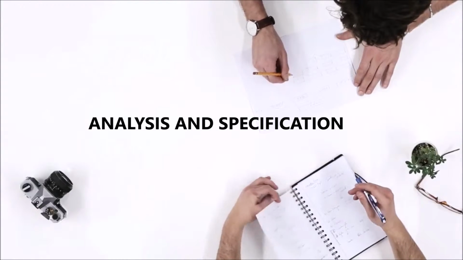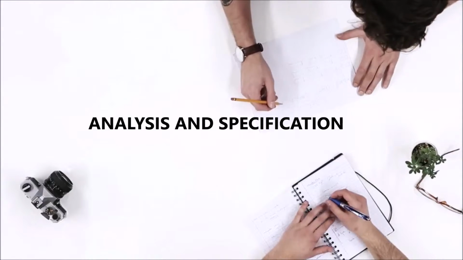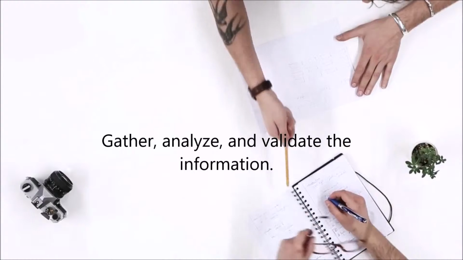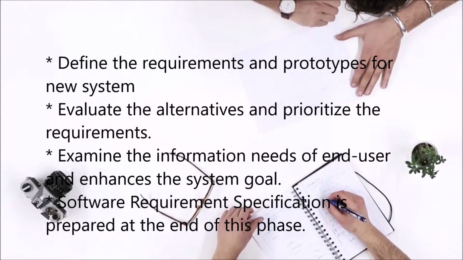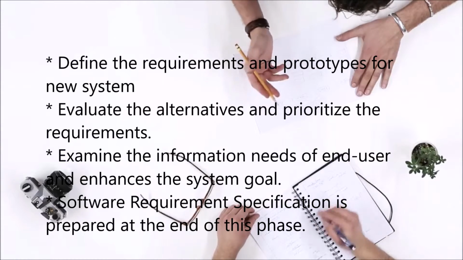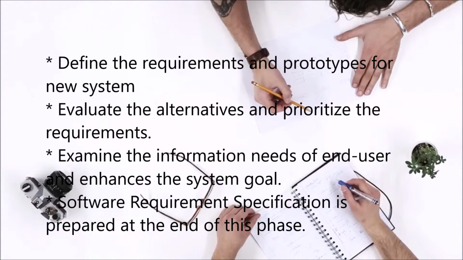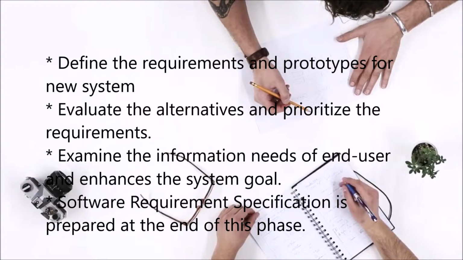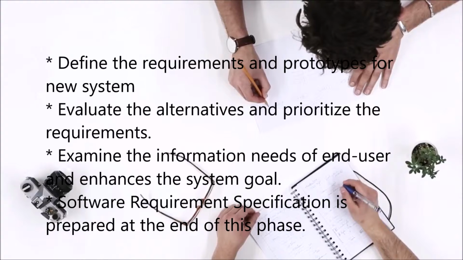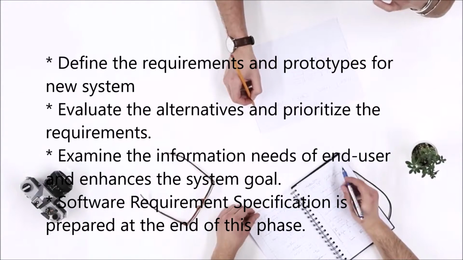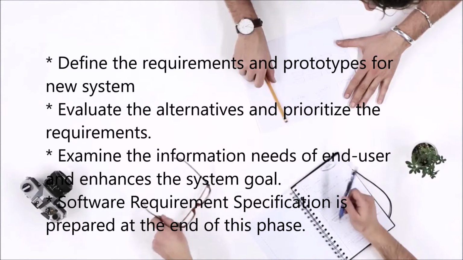Analysis and specification is the second phase of SDLC. It requires understanding the business needs and processing needs, and gathering, analyzing, and validating the information. Define the requirements and prototypes for the new system, evaluate the alternatives and prioritize the requirements, examine the information needs of the end user and enhance the system goal. A software requirement specification or SRS document, which specifies the software, hardware, functional, and network requirements of the system, is prepared at the end of this phase.